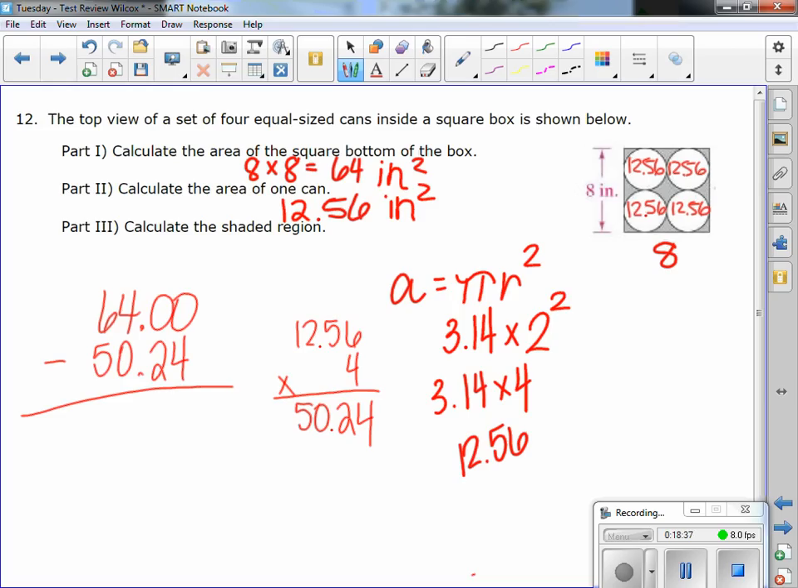Remember, when you add and subtract decimals, you have to line them up, which is why I did 64.00. And there you get an answer of 13.76. And that would be squared inches. And that's the answer to part 3. Last question.